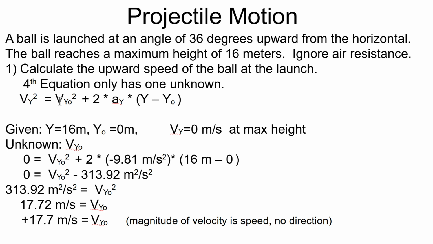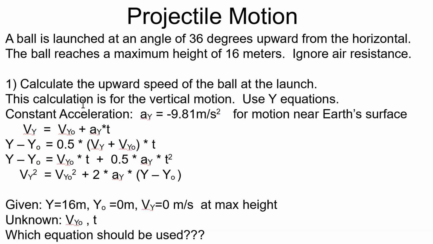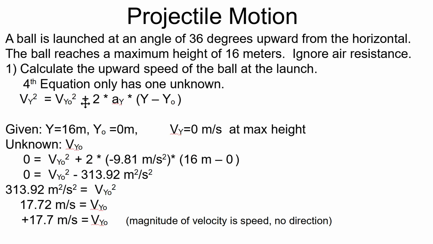The fourth equation doesn't have the time. I'll just flip back to that for a minute. The fourth kinematic equation doesn't have the time. Time is unknown. So we pick an equation that does not have the time but does have the quantity we're interested in, the vy naught.